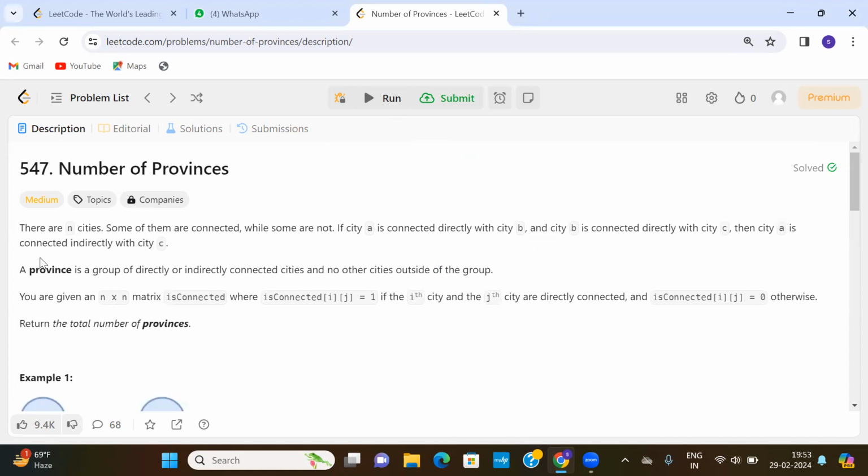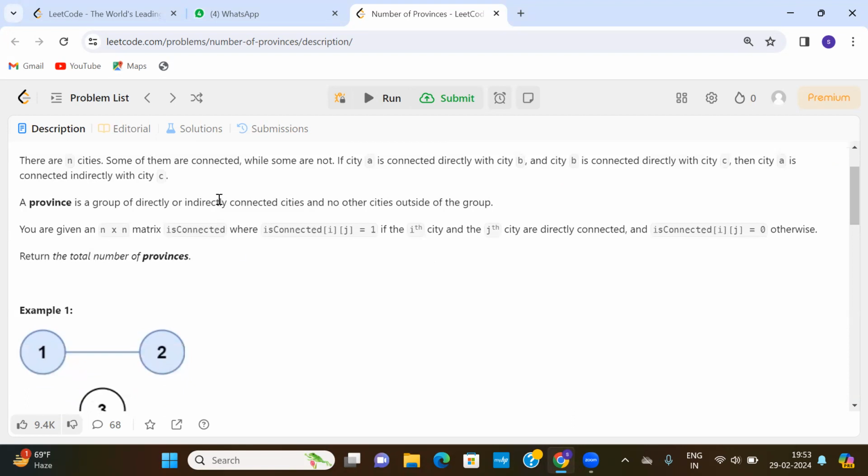The question is, we are given n cities. Some of them are connected while some of them are not connected. If city A is connected directly with city B and city B is connected directly with city C, then A is connected indirectly with city C. And what is a province?